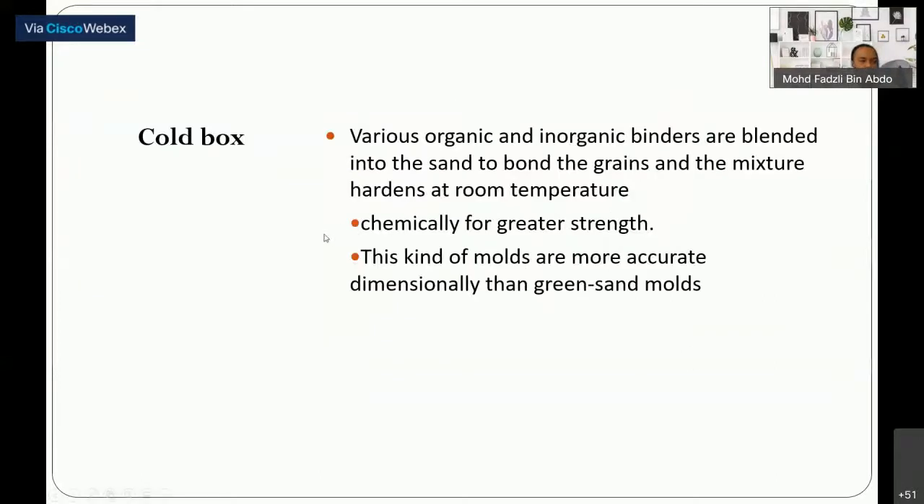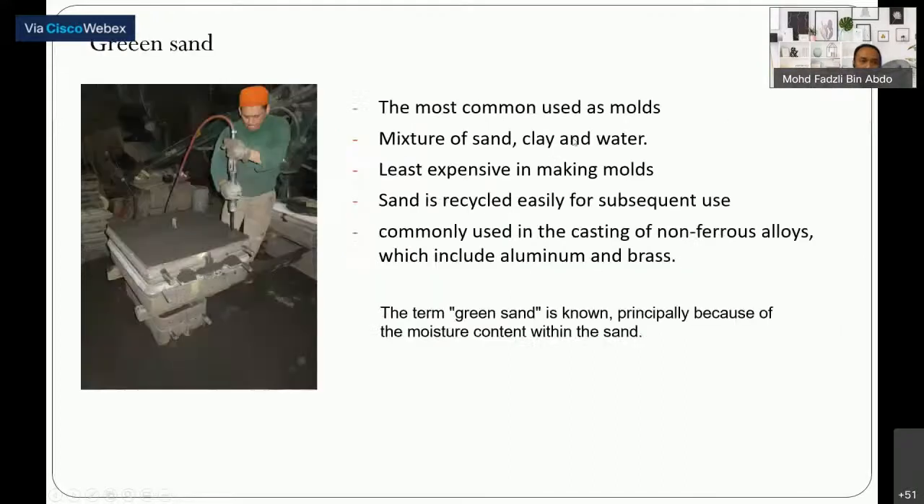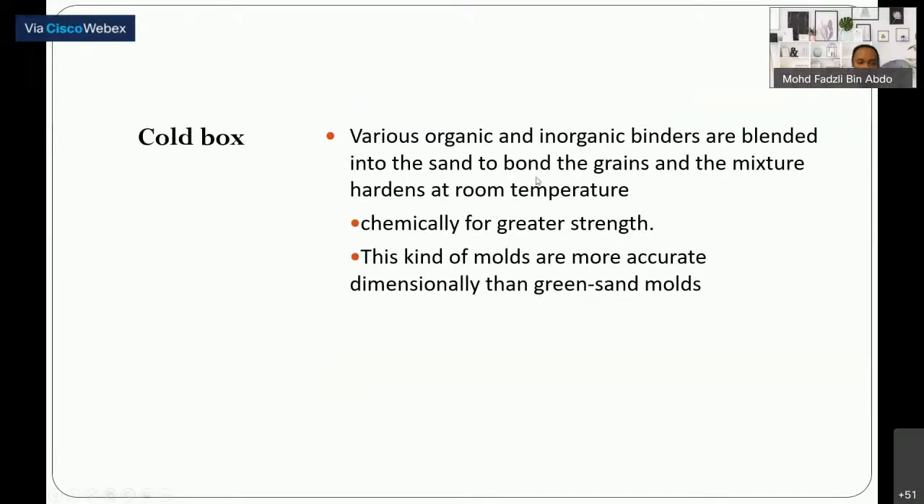And then this is the cold box. Various organic and inorganic binders are blended into the sand to bond the grain and the mixture harden at room temperature. Chemically, for greater strength, this kind of mold are more accurate dimensionally than the green sand mold. Ni ditambah binder. Kalau tadi dia cuma ada sand, clay, water. Clay ni sebagai adhesive untuk bond kan the sand tadi. But then untuk cold box ni kita tambah binders untuk lebih cepat, lebih keras dan juga lebih strength dia greater.